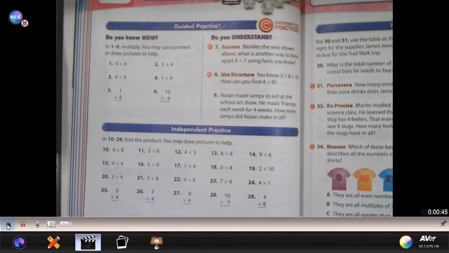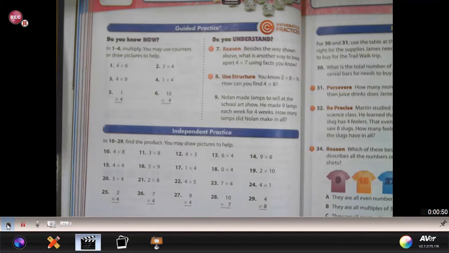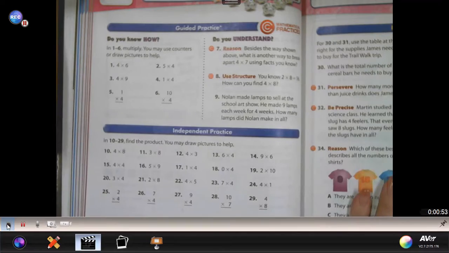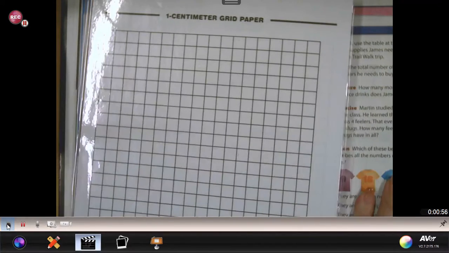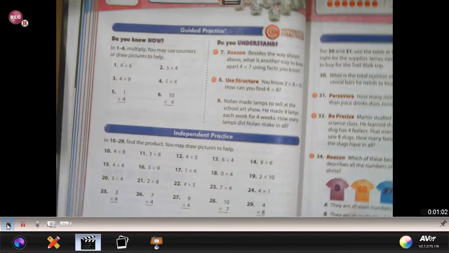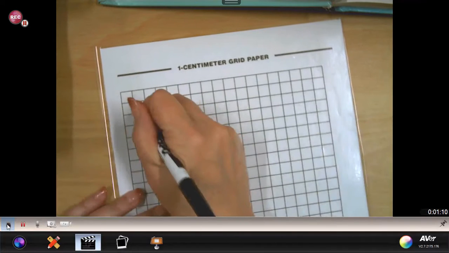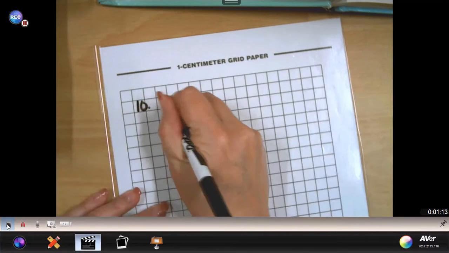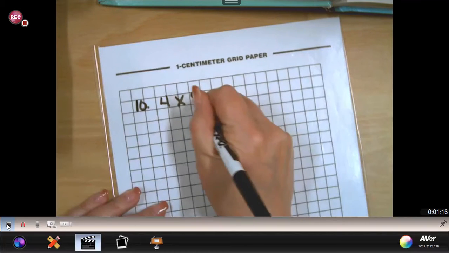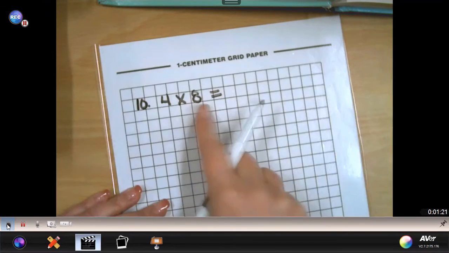For number 10 through 19, I asked you to draw an array using your grid paper, or your laminated grid, and you could use that to help you with finding the product. So that's what we're going to do. I'm going to start with number 10. Our equation was 4 rows with 8 in each row. So 4 times 8, we want to know the product using our factors.